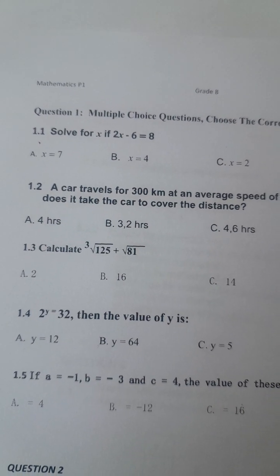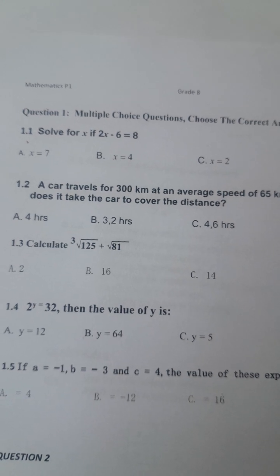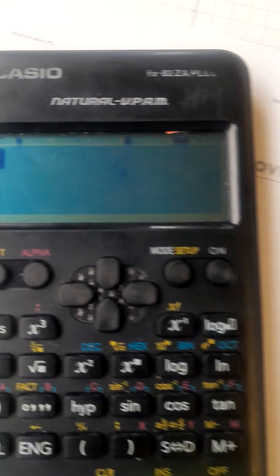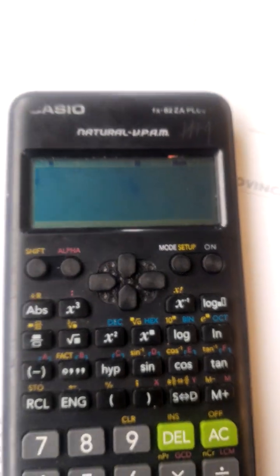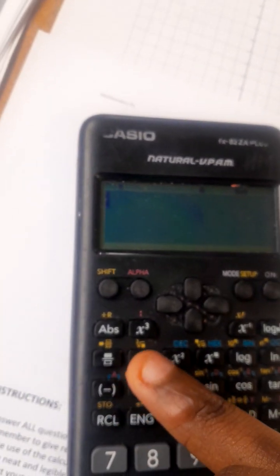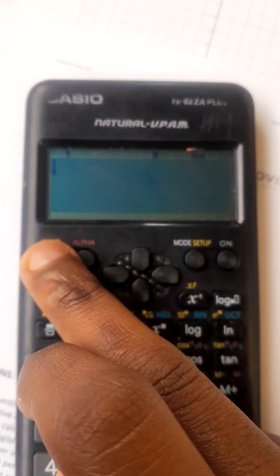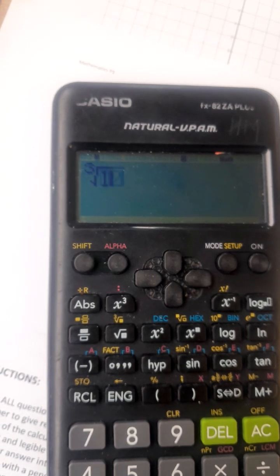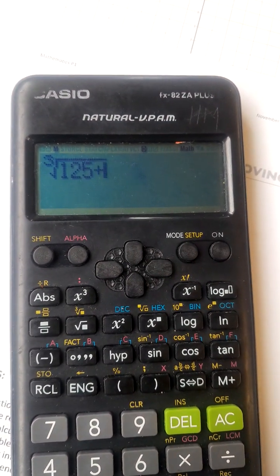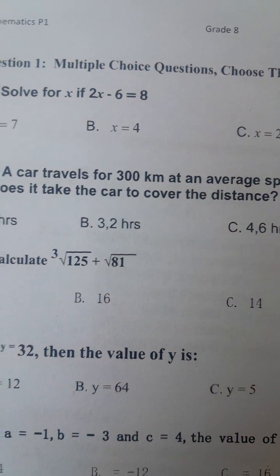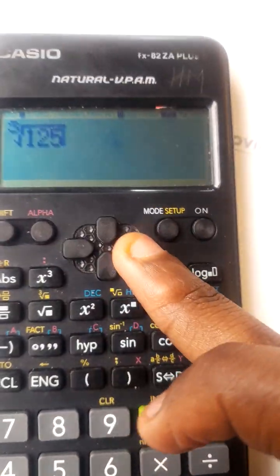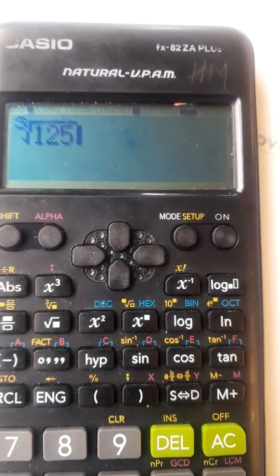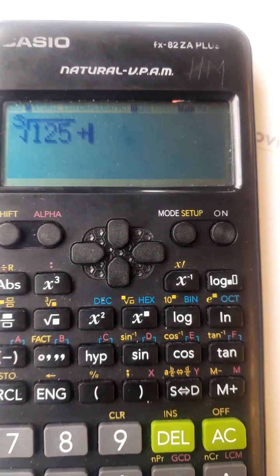1.3 is calculate the cube root of 125 plus the square root of 81. What is the answer? So basically, since this is just simply a calculate, I can simply use my calculator, all right? So I say shift, and then cube root, and then put in that 125, then say plus. Now take note that the plus is not inside the cube root, it's actually next to it. So I need to make sure that I move my cursor a bit forward so that the plus is actually outside the cube root.